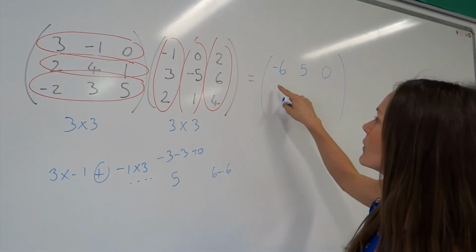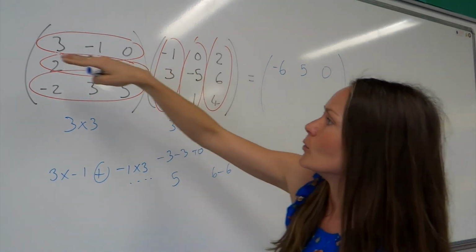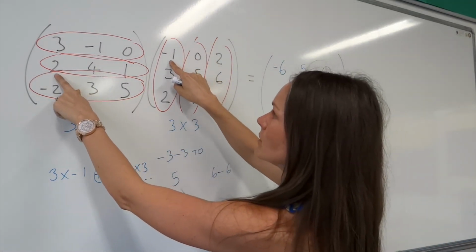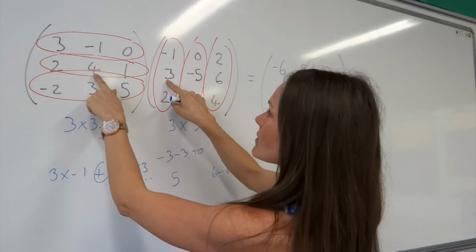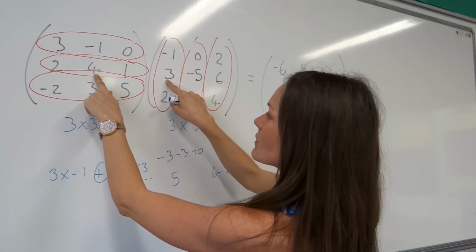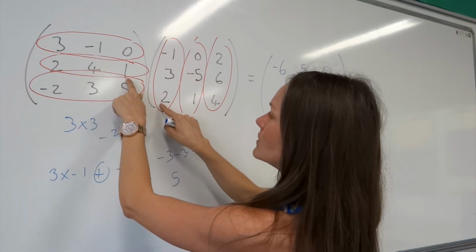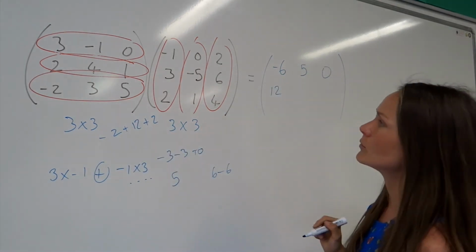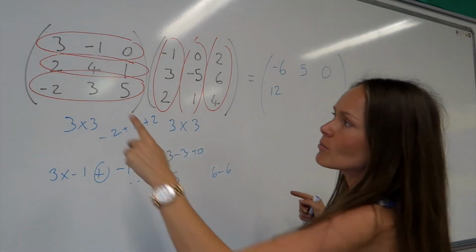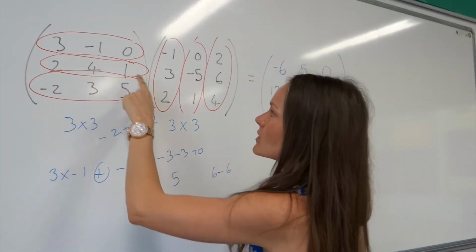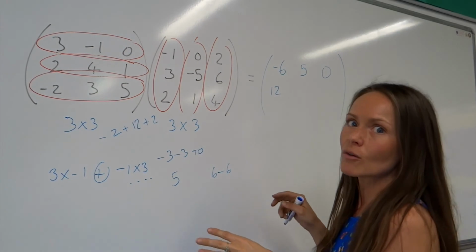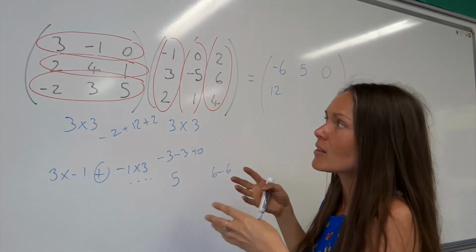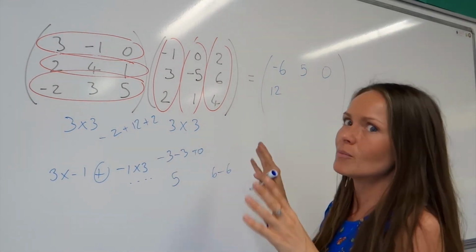Okay, now for the middle left number, so the middle row and the left column. So we've got 2 times minus 1, which is minus 2, plus 4 times 3, which is positive 12, and 1 times 2, which is 2. Okay, so if I simplify that, it gives me 12. Notice how I keep my finger there as well. That's a good idea because when you're multiplying, if you take your finger away mid-multiplication, sometimes you forget which one you're up to. So that's another little bit of advice for when you're multiplying these really big matrices.